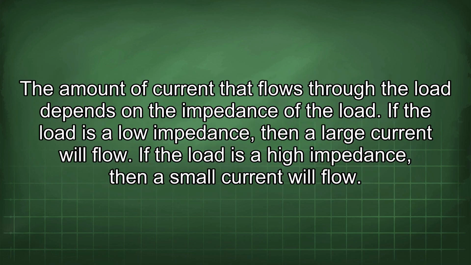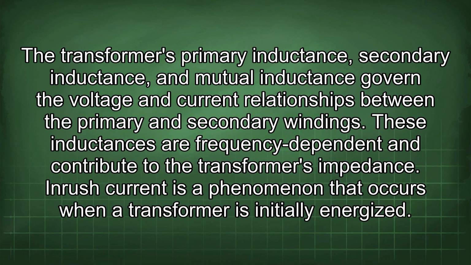The amount of current that flows through the load depends on the impedance of the load. If the load is a low impedance, then a large current will flow. If the load is a high impedance, then a small current will flow. The transformer's primary inductance, secondary inductance, and mutual inductance govern the voltage and current relationships between the primary and secondary windings. These inductances are frequency dependent and contribute to the transformer's impedance.